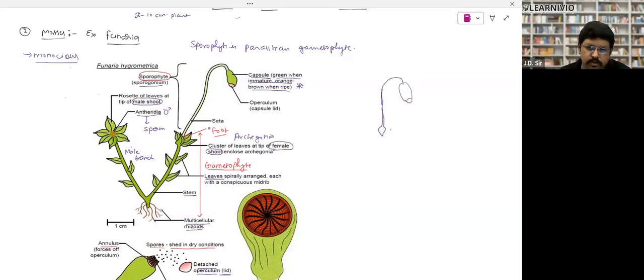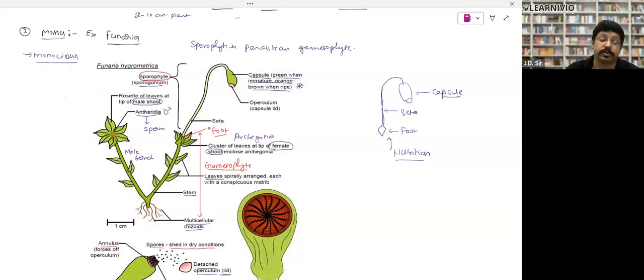This one, this is food. It is theta. And this is called capsule. Right? So this food part sucks the nutrition. It takes nutrition from the gametophyte, and provides it. Capsule is green when it is immature and brown when it's ripe.